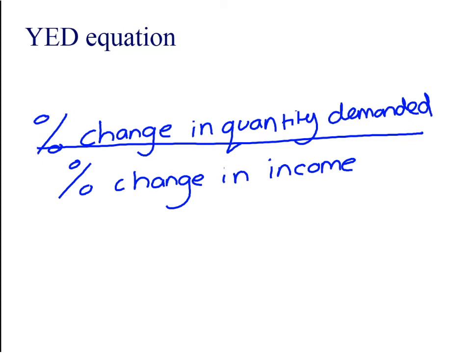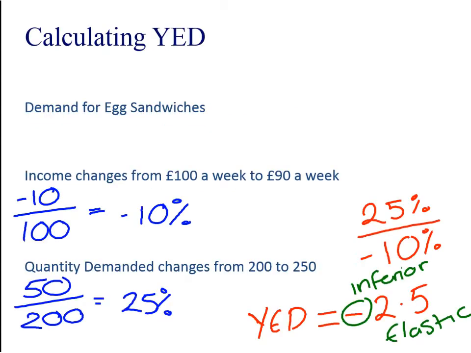The second most common mistake is that students put percentage change in quantity or percentage change in demand. It's neither of those two. It's percentage change in quantity demanded. So you must get it right to get the 2 marks, and they're quite easy marks to get.